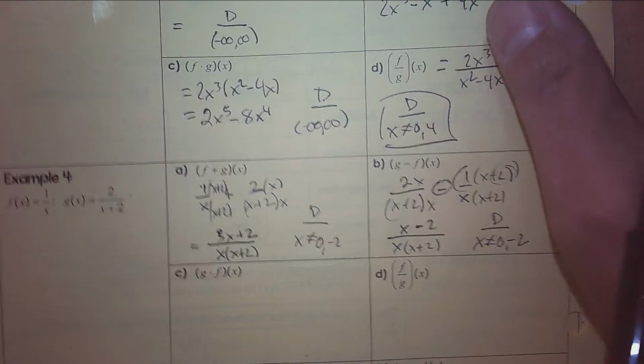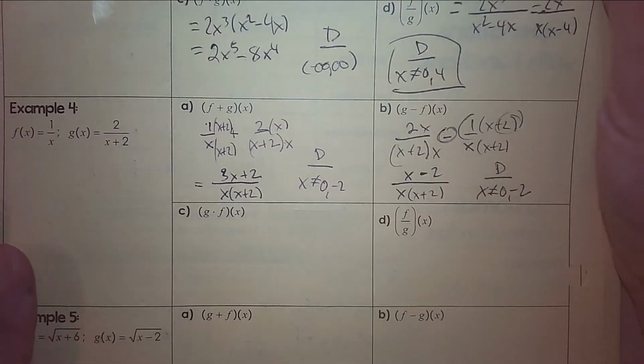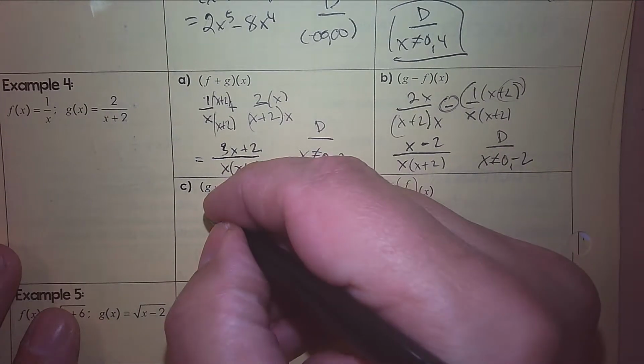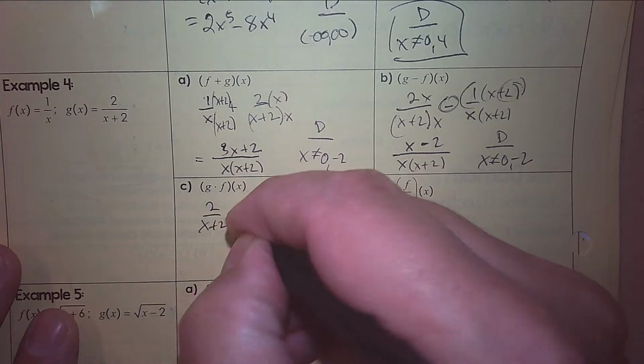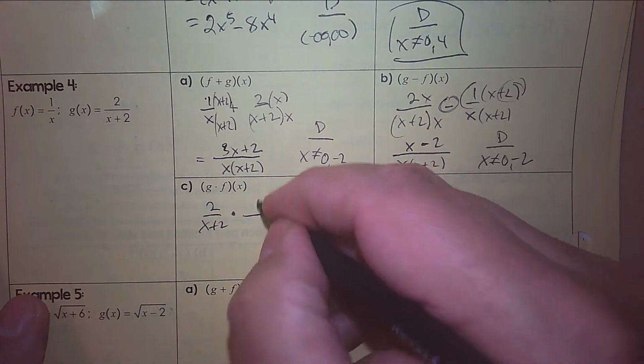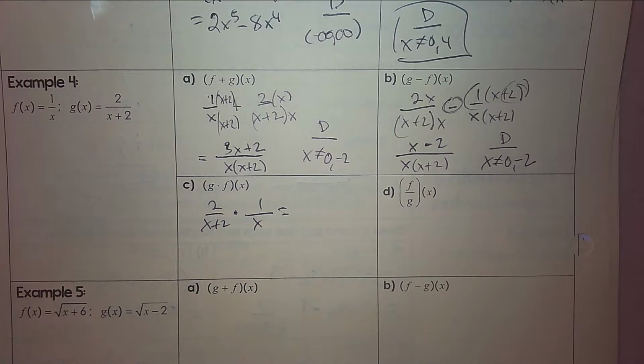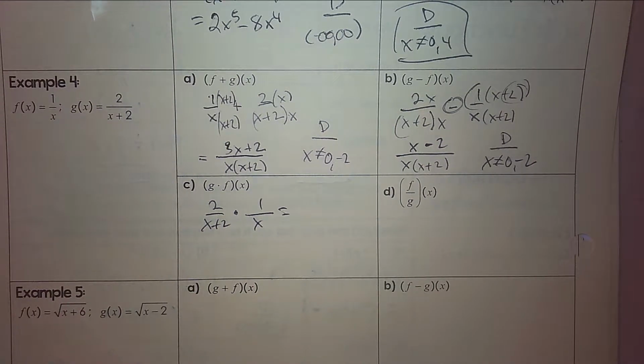Eduardo, what do I start with? 2 over x plus 2. And then dot means multiply times. Now I know you know this answer. Do I need common denominators when I multiply these together? No. Is there any common factors that are removable? No. So what do I do?